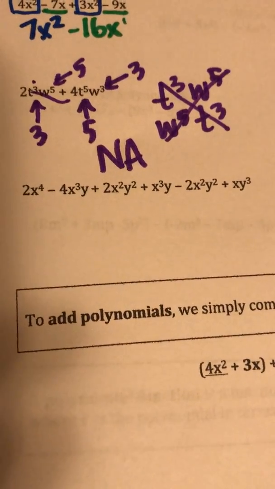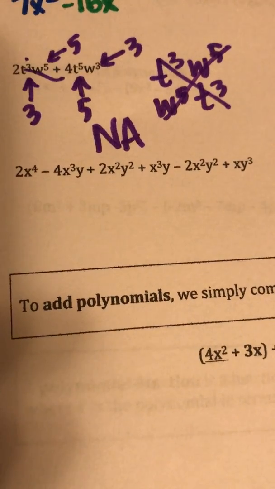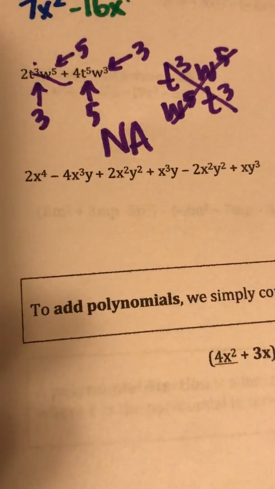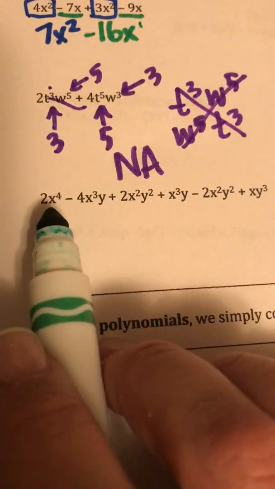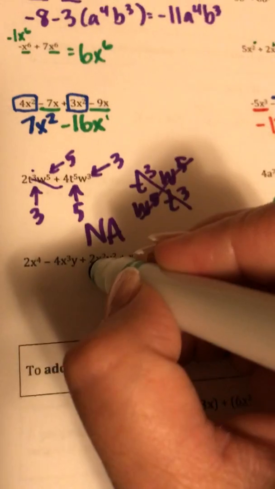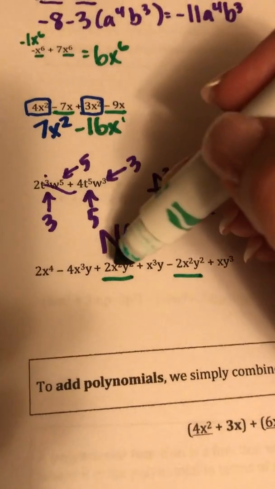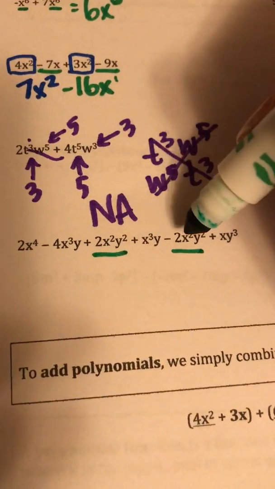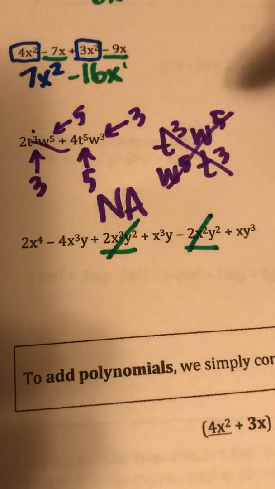Now this looks a little bit ugly, doesn't it? I'm looking through here. I want to see what I have in common. Let's see, I have a degree of 4 here. I have a degree of 4 here. Look, I've got 2 of these x squared y squareds. But look at this. This is plus 2x squared. This is minus 2x squared. So we know that those are going to cancel out, aren't they?